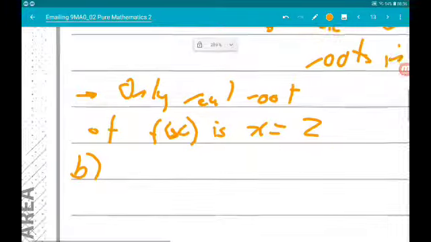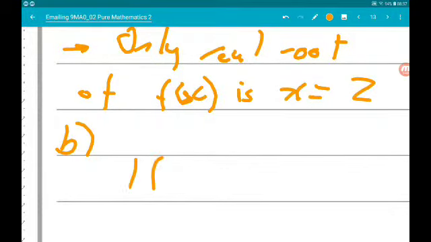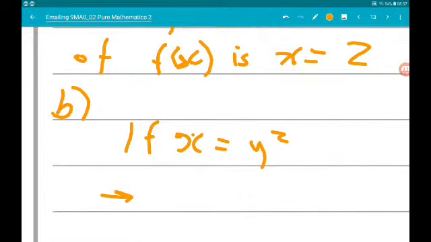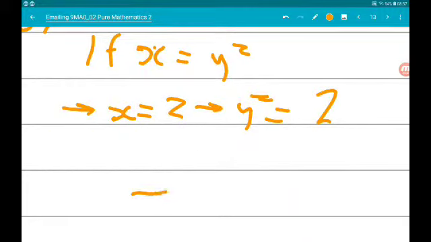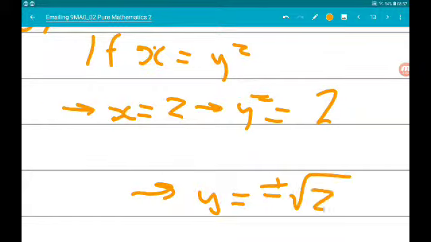So if x is y squared, then x equals 2 means y squared is equal to 2. So y is equal to plus or minus root 2. Cool.